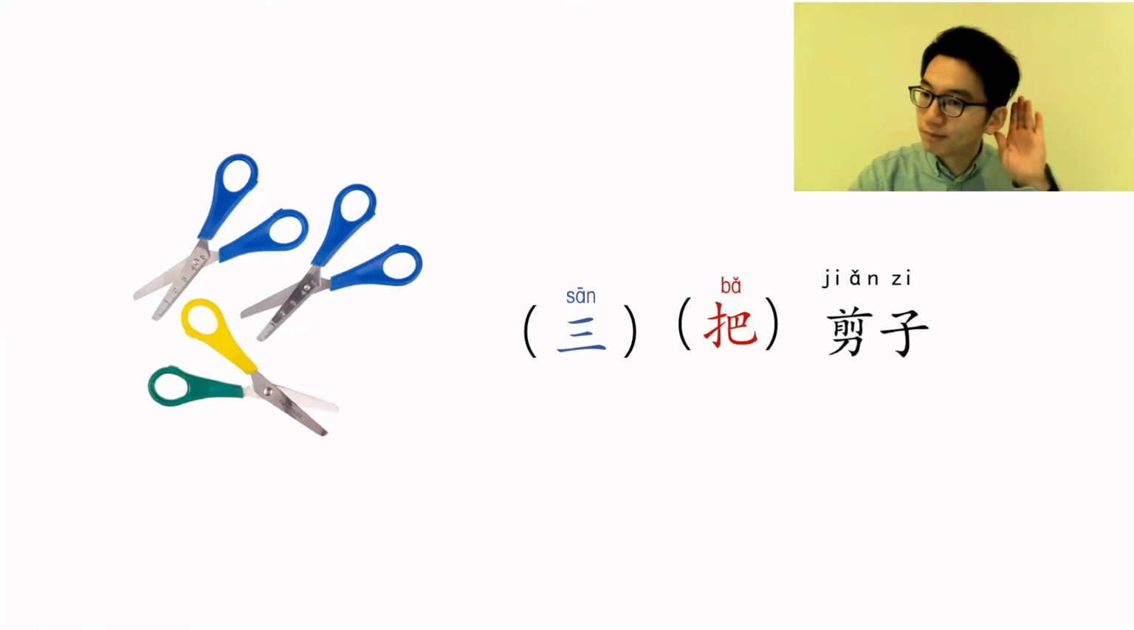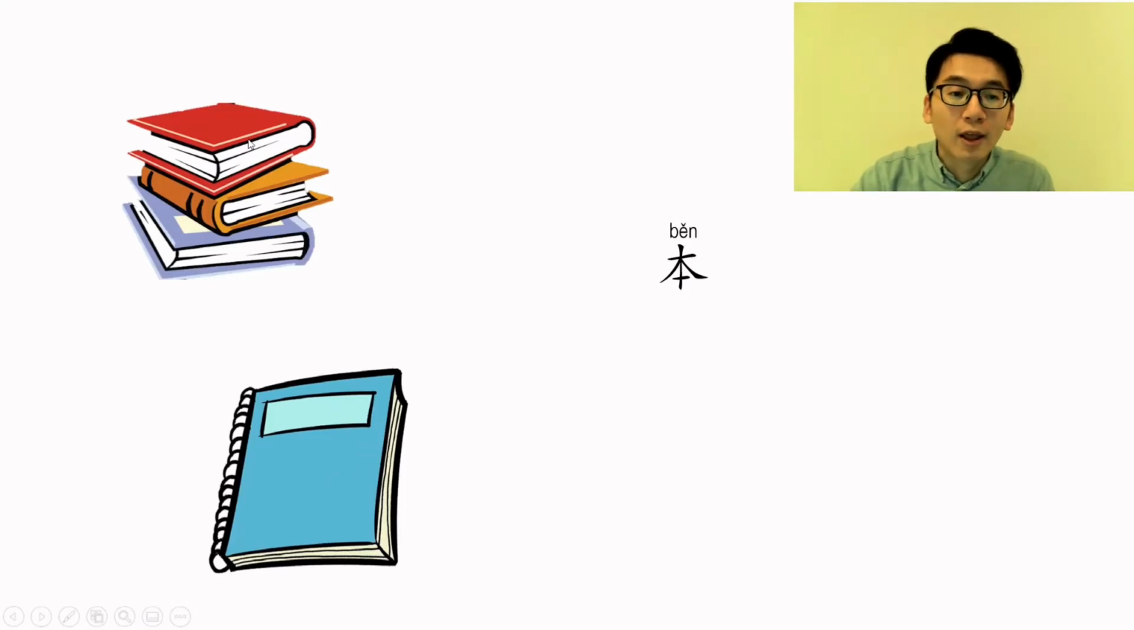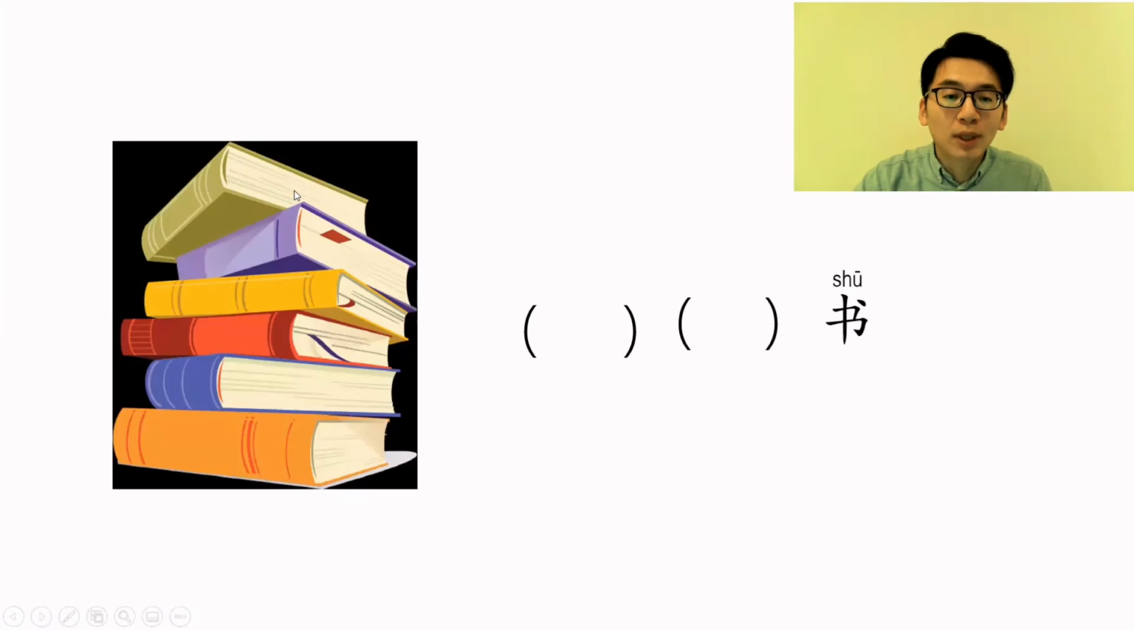三把剪子，很好。All right, next one. 这是什么？这是笔记本 and 这是书。The measure word for book and notebook is 本。Please repeat 本。So if we want to say a notebook, we can say 一本笔记本。If we want to say 3 books, we can say 三本书。All right, now let's count. Can you tell me how many 书 do we have?